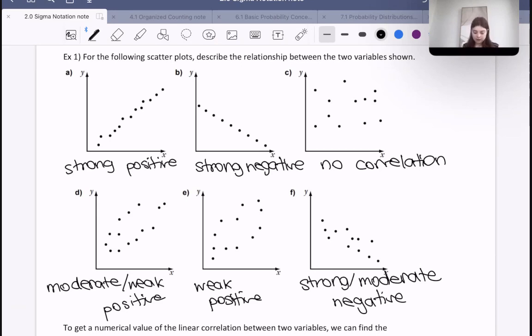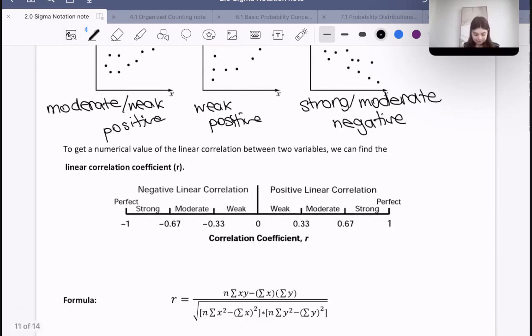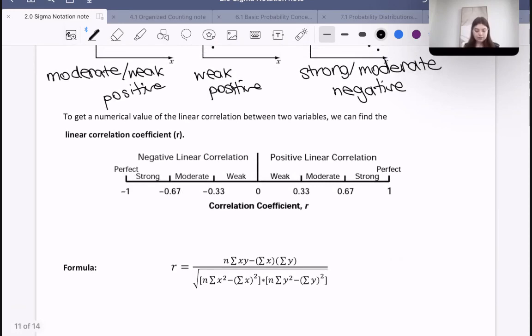Okay, so let's move on. I hope those examples were helpful and that this is making sense. Let's go into more detail about this. It says that to get a numerical value for the linear correlation between two variables, we can find the linear correlation coefficient, which is denoted as r, right?